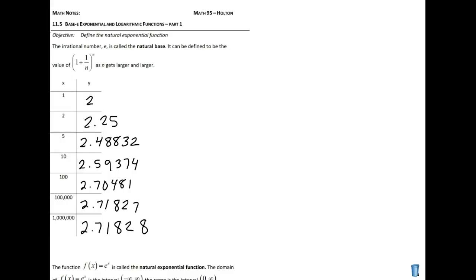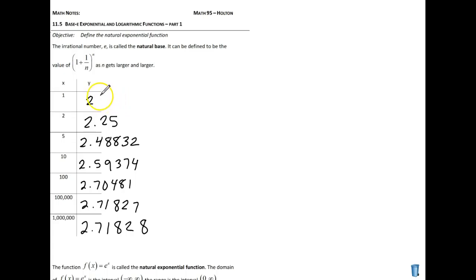In this video, we are going to talk about section 11.5, which is base e exponential and logarithmic functions. So we first want to talk about what is e, and that may be something you've heard in the past or maybe not, but e in mathematics represents a number. It's called the natural base, and it is actually defined to be this expression, 1 plus 1 over n to the nth power, as n gets larger and larger.